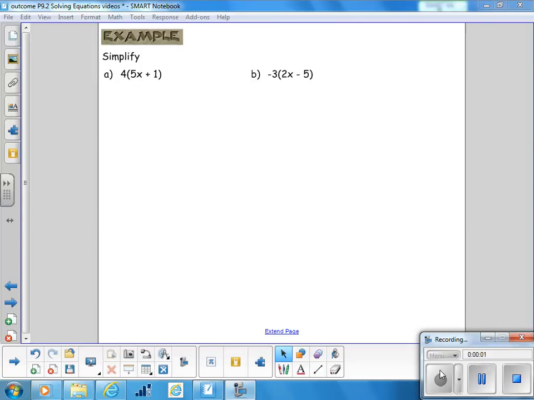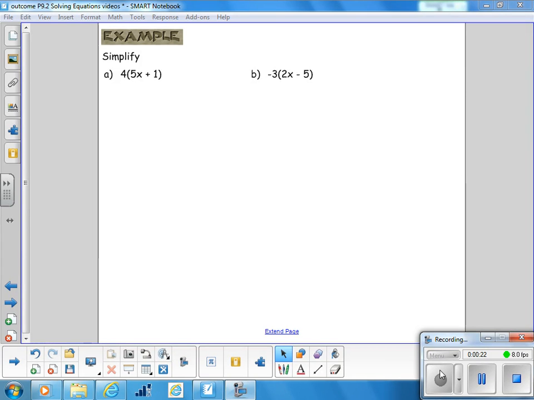In this lesson, we are going to continue with solving equations using inverse operations. We're going to add a few extra things to it. In these first ones here, we do not have equations. We just have expressions. Notice there are no equal signs. The purpose of these two questions is to refresh our memory what to do when we have parentheses.